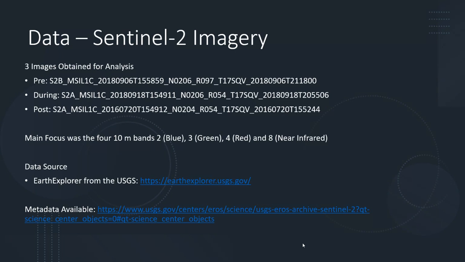The data I obtained for this project came from the Sentinel-2 satellite. I gathered an image from pre, during, and post-hurricane, as you can see here, with dates of imagery as September 6, September 18th, and September 26, 2018, respectively. The main focus of this project was the four 10-meter bands. 60-meter bands are also a part of this data set. My data source was Earth Explorer, which is from the USGS, and there is available metadata on the Earth Explorer website as well as the link shown here.